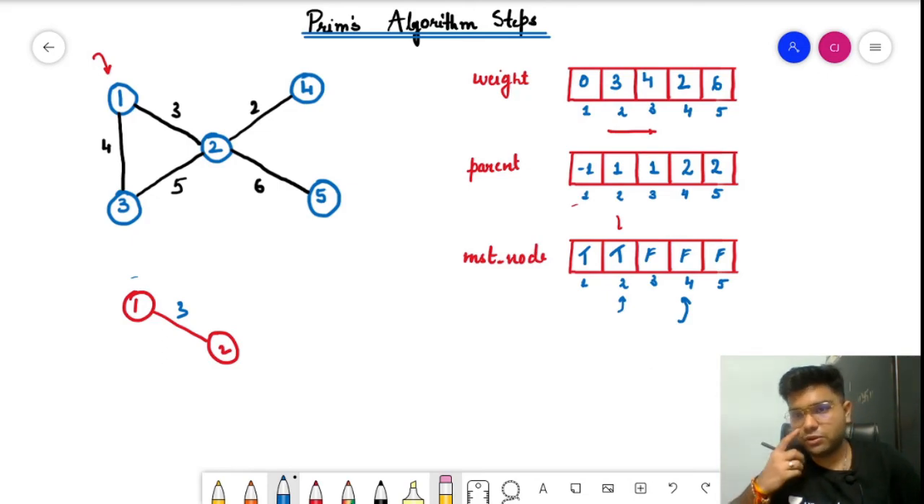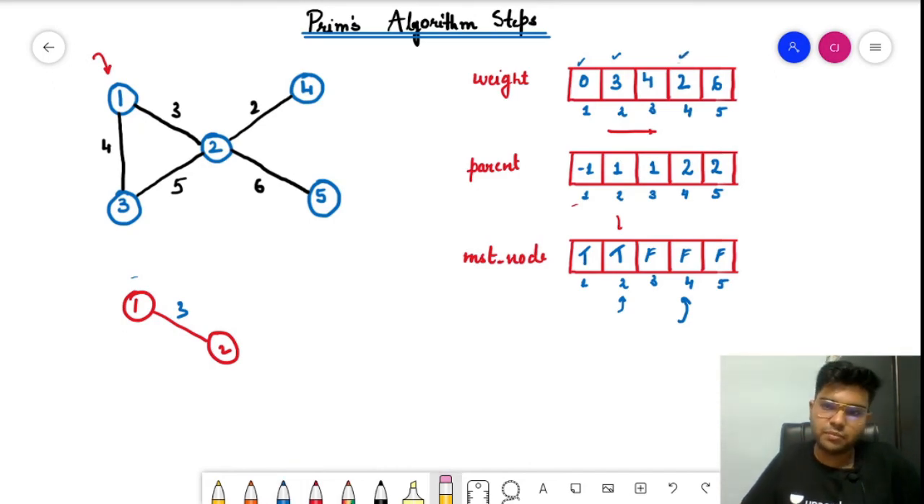Now what do we need to do? Again, we need to traverse this array and look for the minimum possible weight of a node which is not in the MST. The minimum is 0, then 3, both are already taken into the MST. Now from the remaining, a weight less than 3 is available, that is 2. So we'll take it, and it is not included in the MST. So we'll mark it here as true, and now node 4 is included in the MST.